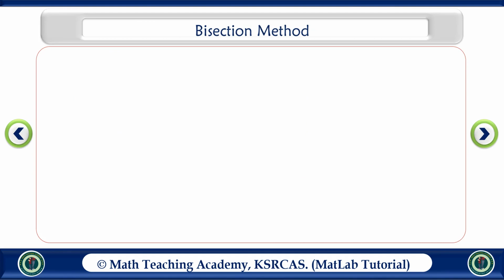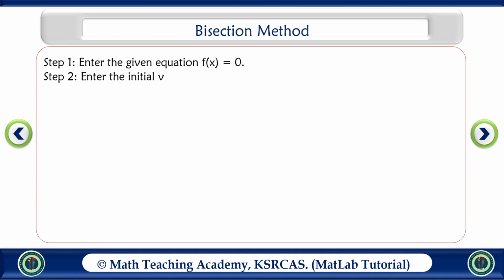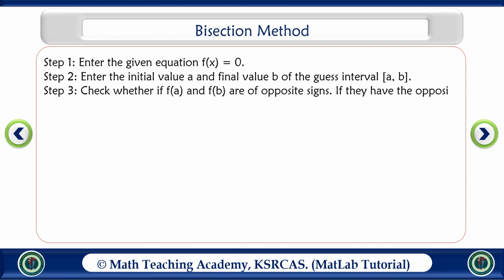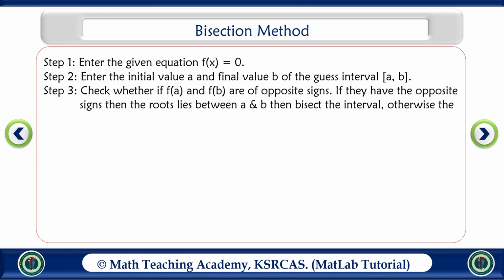Now we are going to write the algorithm step by step. Step 1. Enter the given equation f of x equal to 0. Step 2. Enter the initial value a and final value b of the guess interval a comma b. Step 3. Check whether f of a and f of b are of opposite signs. If they have opposite signs, then there exists at least one root between a and b. Then bisect the interval. Otherwise, the interval you have chosen is wrong.